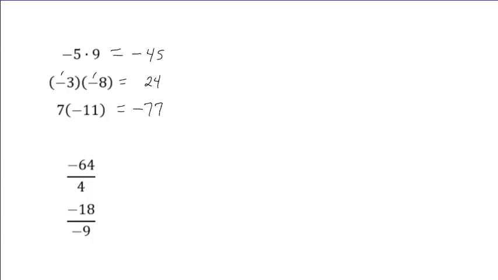For the division, same thing. I have a -64 divided by a positive 4. A negative divided by a positive is always a negative, and 64 divided by 4 is 16, so -16. And last but not least, -18 divided by -9. Negative divided by a negative is positive. 18 divided by 9 is 2, so positive 2.